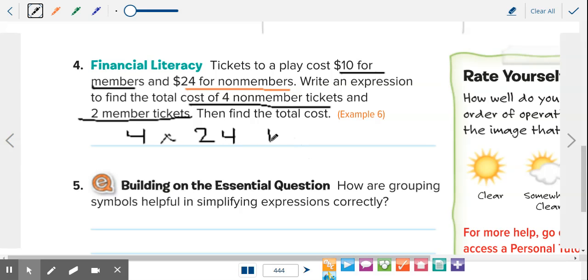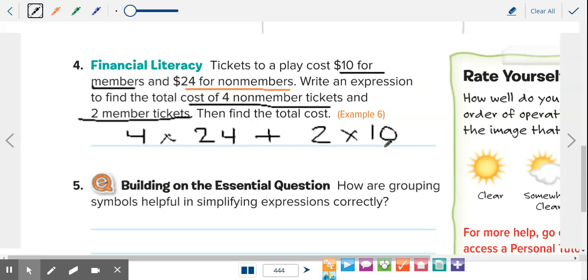And then plus, since we're finding the total cost, you got to add everything up. Now we do the member tickets. We have 2 member tickets. How much did those cost? So we do 2 times 10. So there's your expression. That's written out. Literally, most of the time, it's going to be multiplying and adding for this, okay?